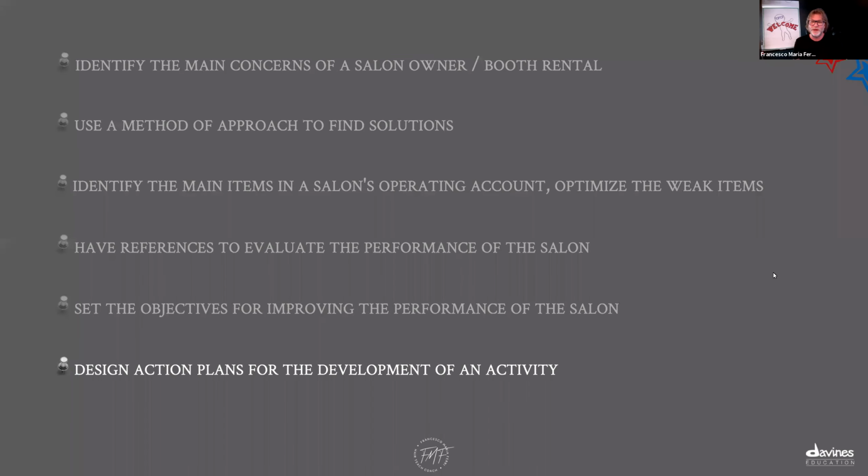Today we will talk about salon. First of all, we're going to identify some main concerns of a salon owner or a booth renter. What we also want is to use a method of approach to find solutions.